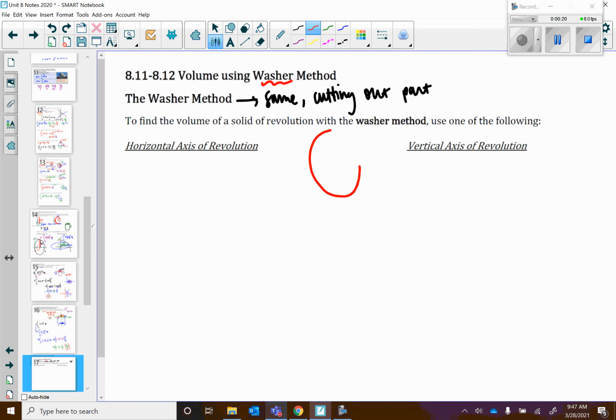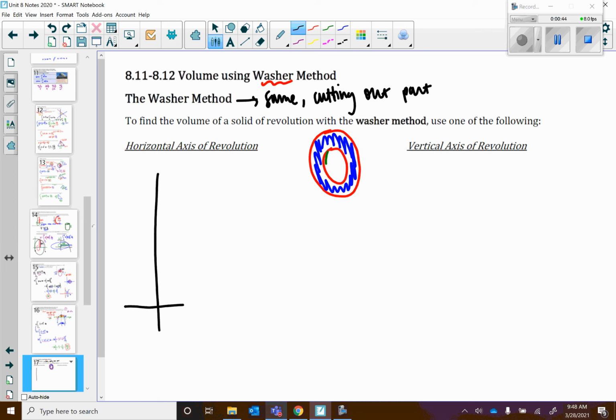So if you think about what a washer is, I don't know what they're used for, but they're these 3D, I mean, they are 3D, but they're these like donuts, right? And that's what we're doing. We're finding the volume of a donut because we're going to cut out this inner volume. So let's consider what this will look like.